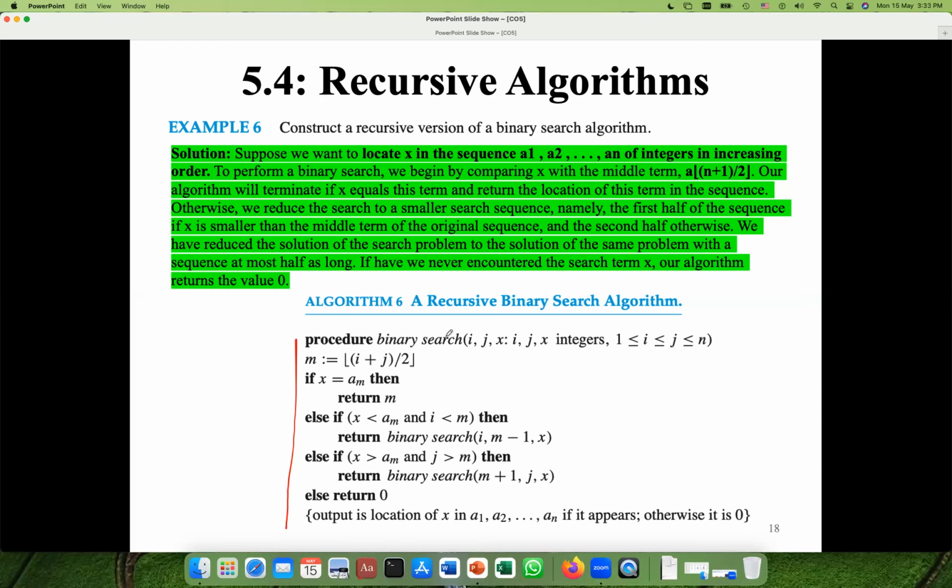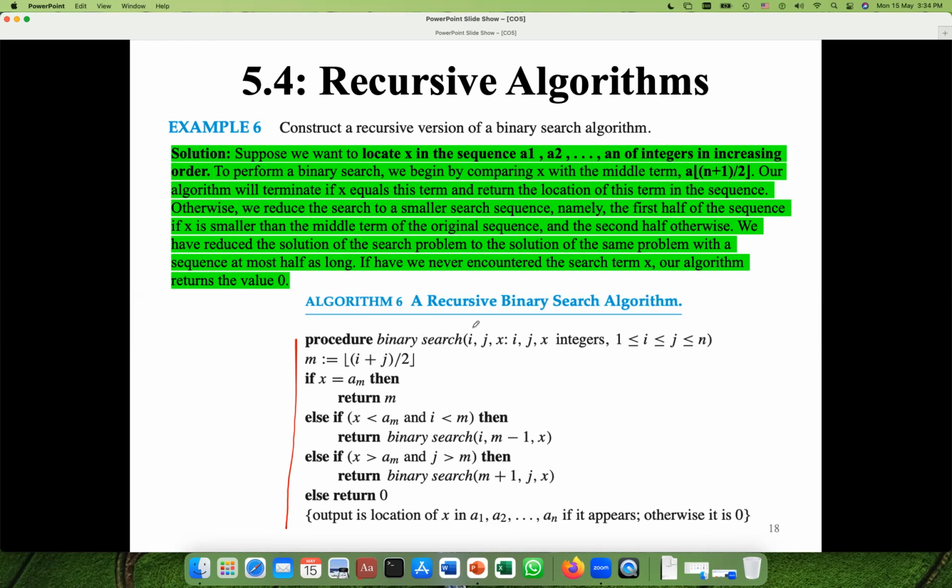Before starting, it should be sorted. The list or the array, whatever it is, should be sorted in ascending or descending order. If it is descending order, then you can change something in your binary search. So this is the condition: your array or list should be in sorted order, only then it will work.